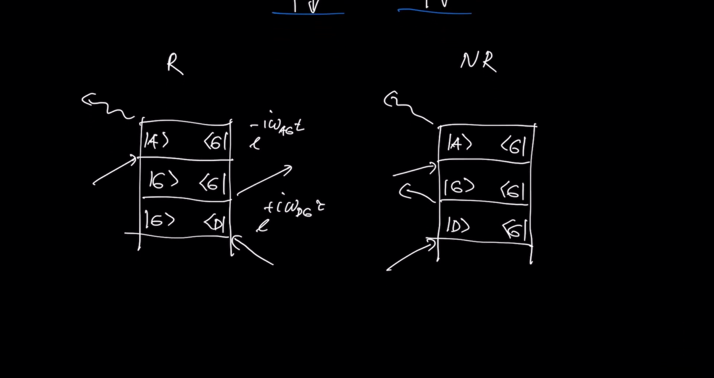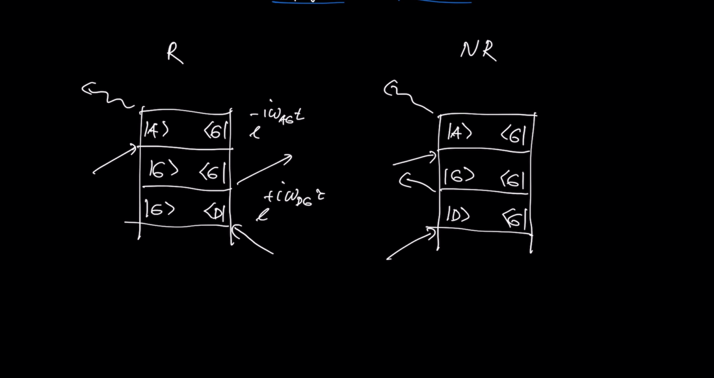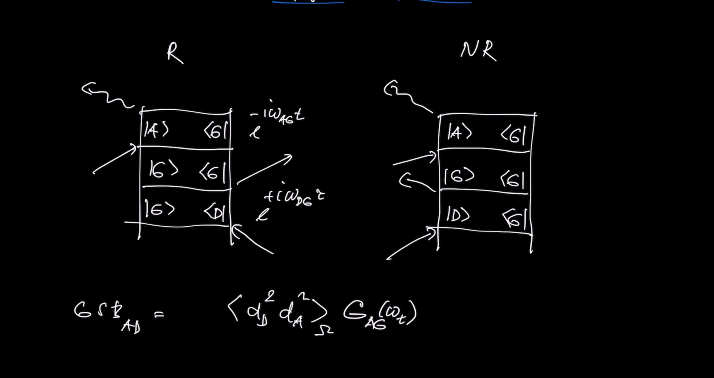So if I combine these contributions together, then I get the GSB, ground state bleach, AD signal. You see that we interact twice with the D and twice with the A. So that's the average of this transition dipole moment factor. The last contribution is AG omega T.